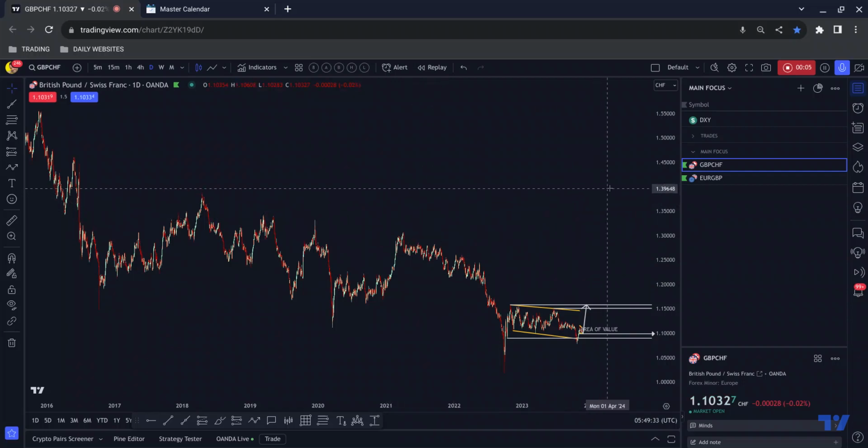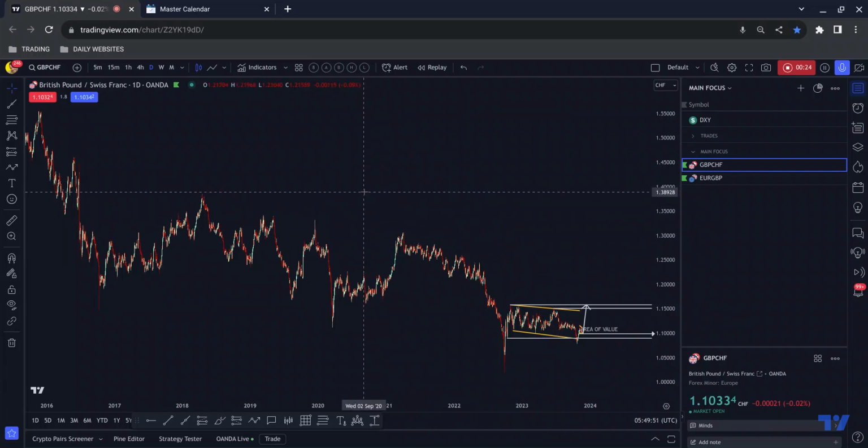So today I have two pairs on watch. Those are pound Swiss and euro pound. I hope you had a great weekend, by the way, and I hope you are suitably refreshed and ready for the week ahead. So I'm going to break these pairs down for you now, give you my thought process as always, and tell you what I will be looking for from these pairs.